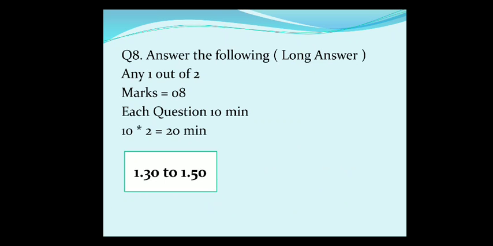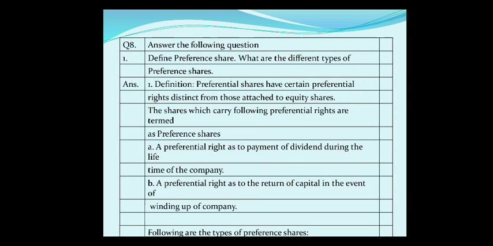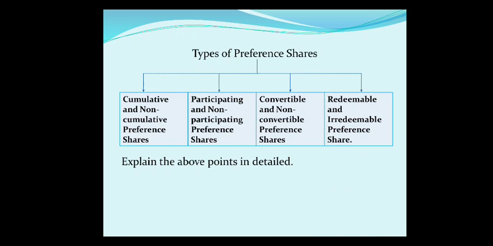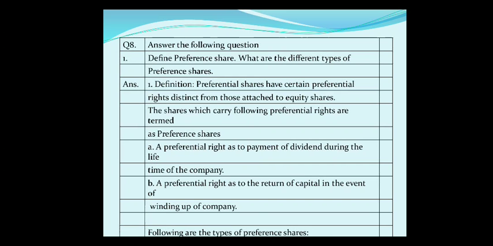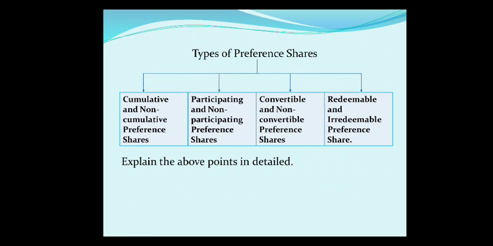In this question, what is important? 2 marks for definition and meaning, 6 marks for content, features, types, procedure, etc., whatever is asked. For example, define preference shares and explain the various types of preference shares. You have to write first the definition of preference shares and then the explanation of various types.